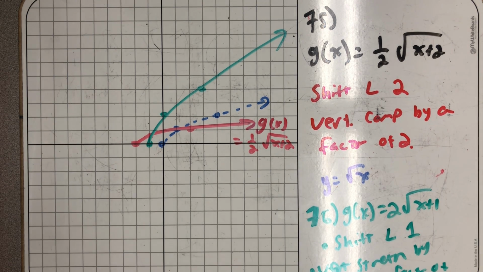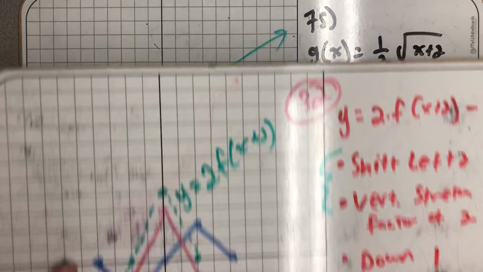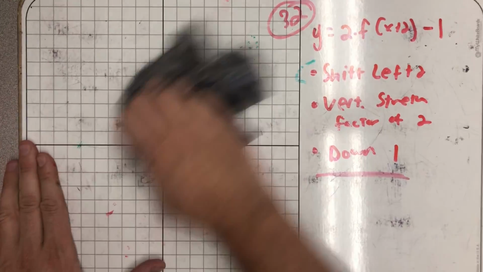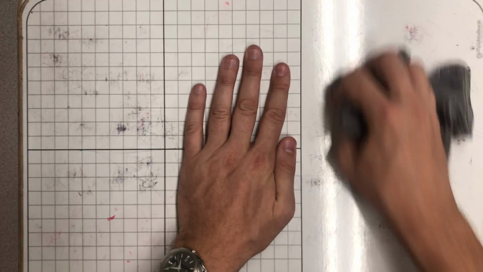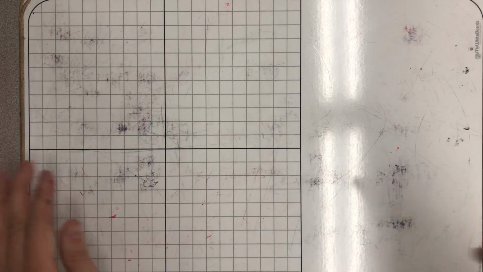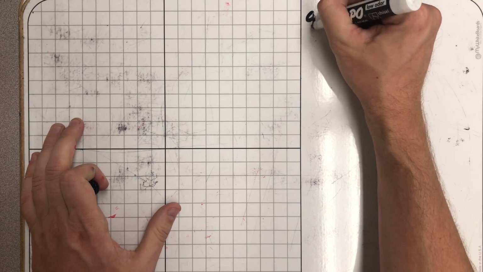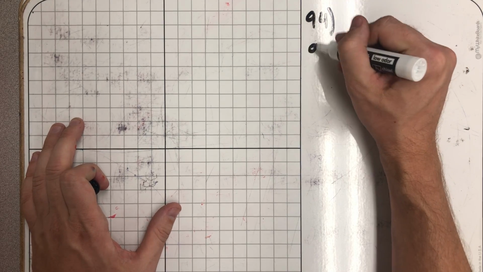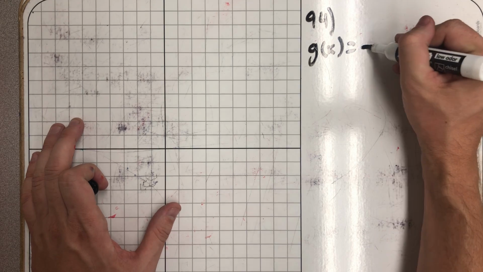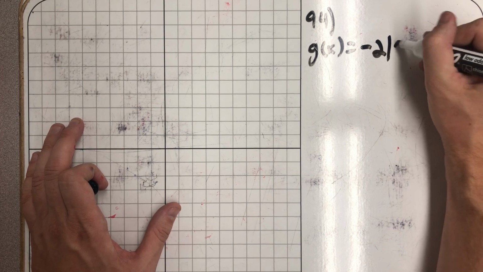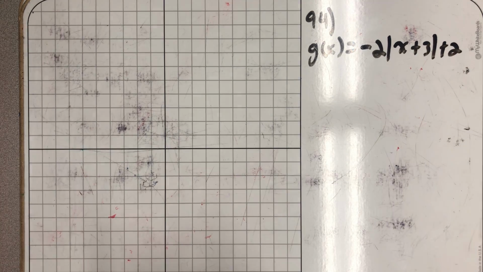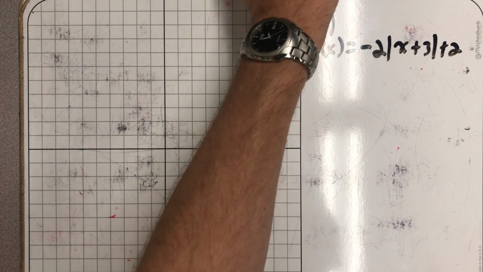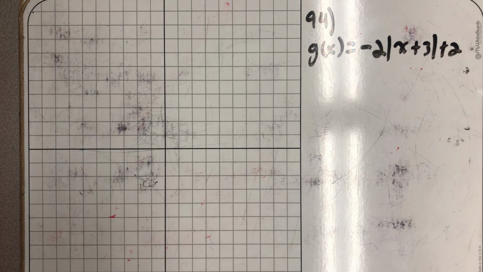That just leaves us problem number 94, which has us put 3 transformations together in an absolute value graph. Here we're asked to graph g of x equals minus 2, absolute value of x plus 3, plus 2. With that minus out front, actually 4 transformations. I was thinking of a minus 2 as doing 2 things at once, but when I write my list, I will write 4 separate things.